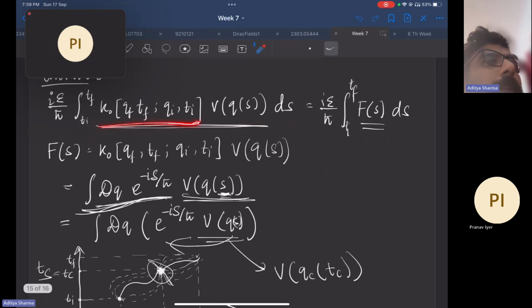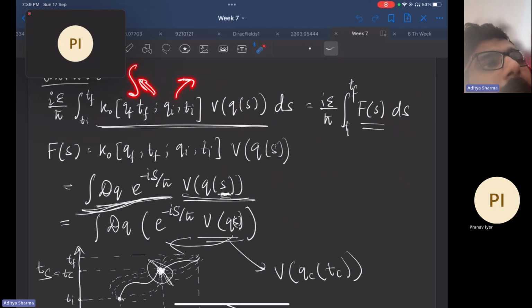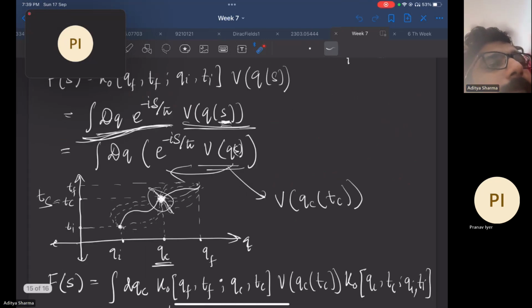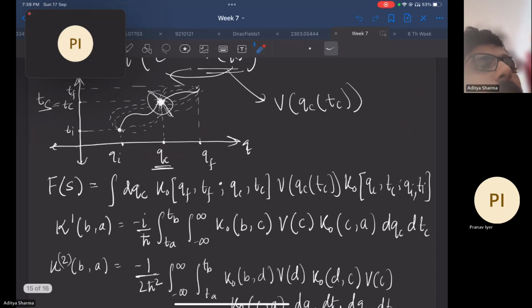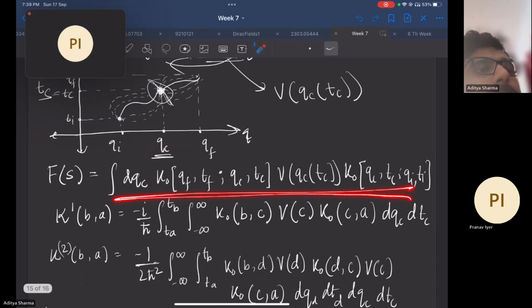Integral over ds. This part I have broken down into two kernels and I have put this point in between, and in breaking down the two kernels, I have the integral, right? The same point I have put in the integral. With this logic, I am able to do that. And I'm just doing that only.